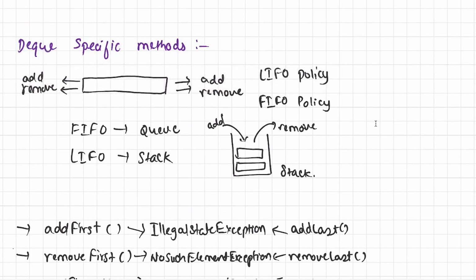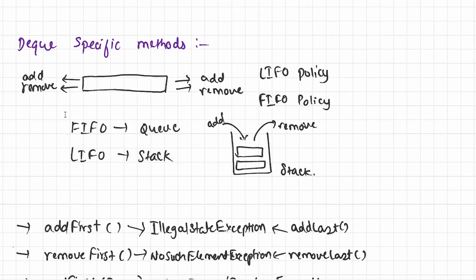And we also saw that Deque is a data structure that provides implementation as a queue and implementation as a stack. It follows both policies, that is first in first out and last in first out.